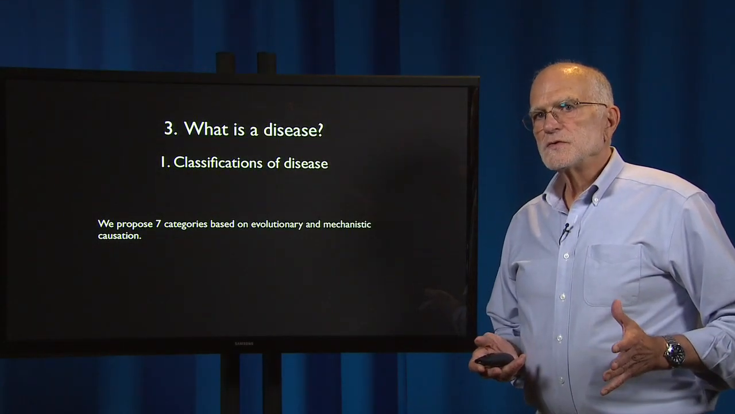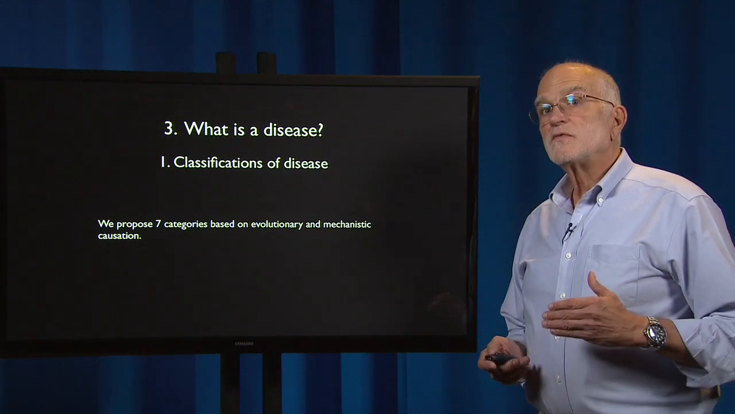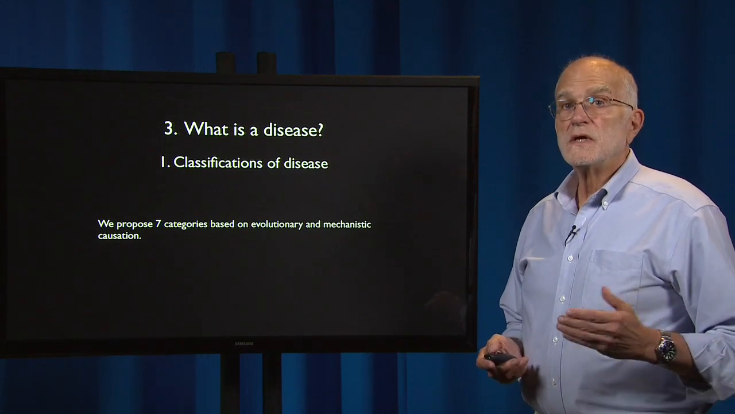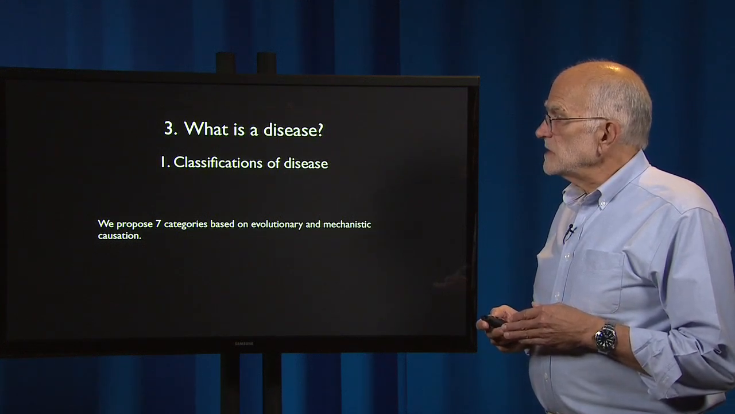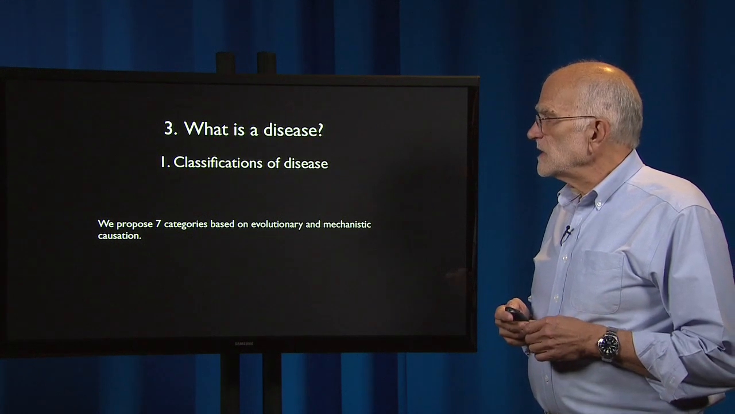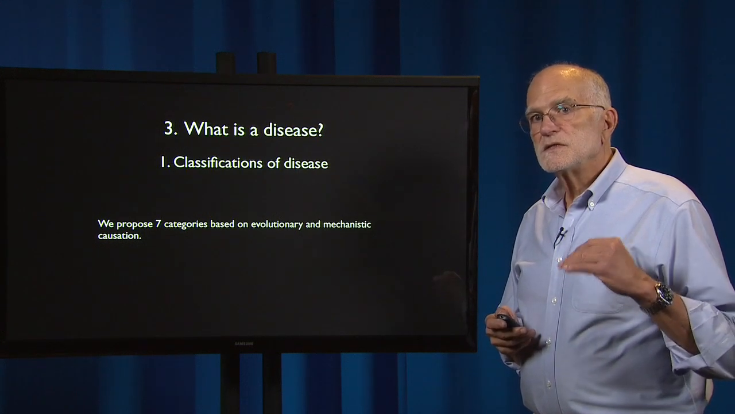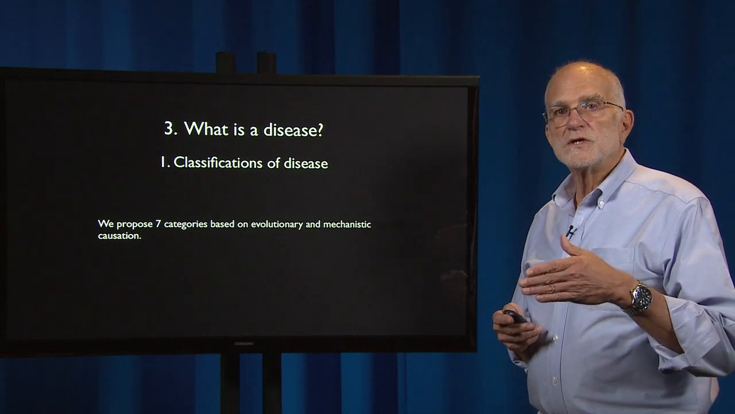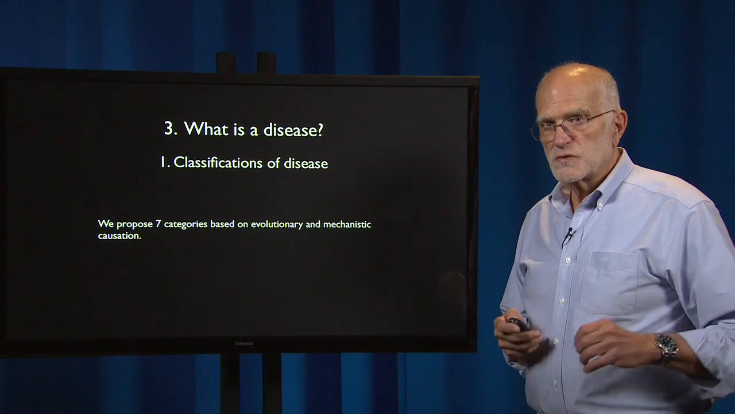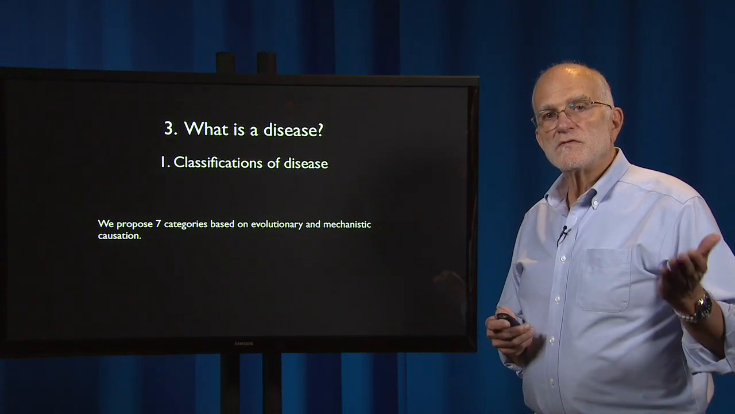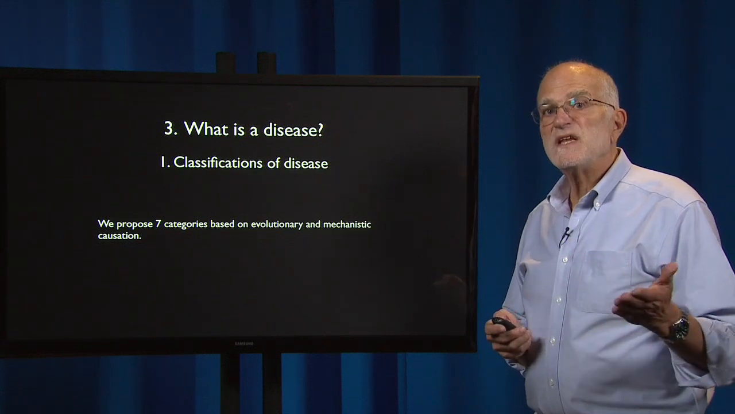In the last series of lectures, we considered the question, what is a patient? That naturally then prompts the question, well, what is a disease? We offer classifications of disease that are based on evolutionary and mechanistic causation. We do not see disease as being simply infectious or chronic or degenerative. We see disease as having a finer, more nuanced kind of structure that relates both to its evolutionary origins and to the kind of mechanisms that mediate its impact.